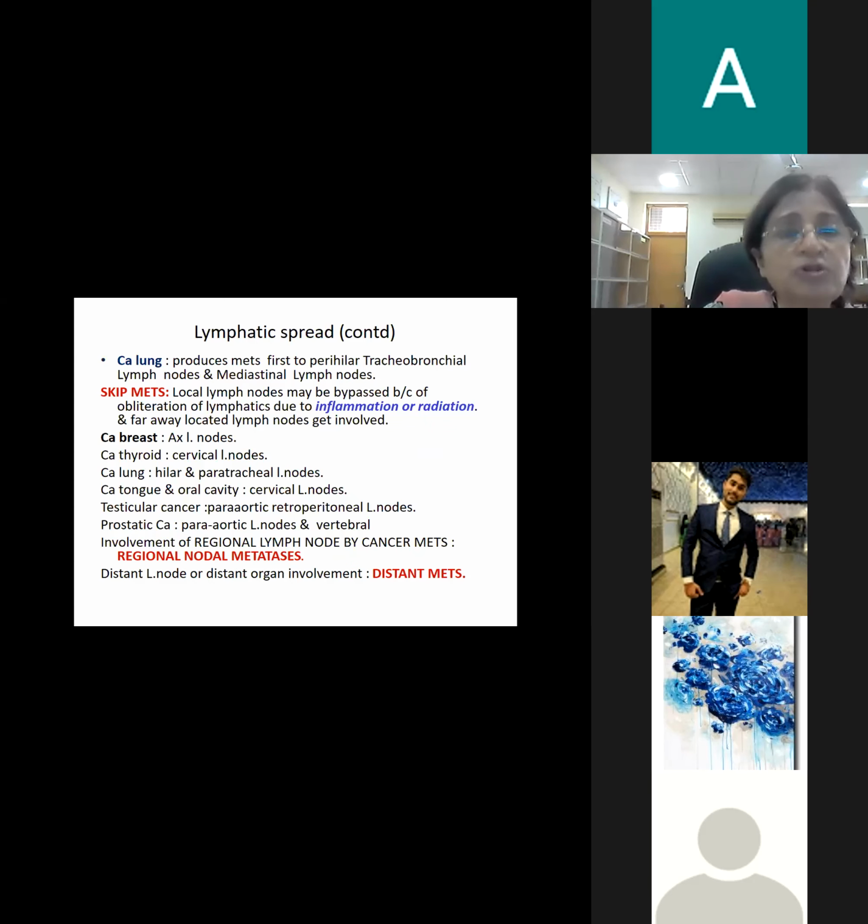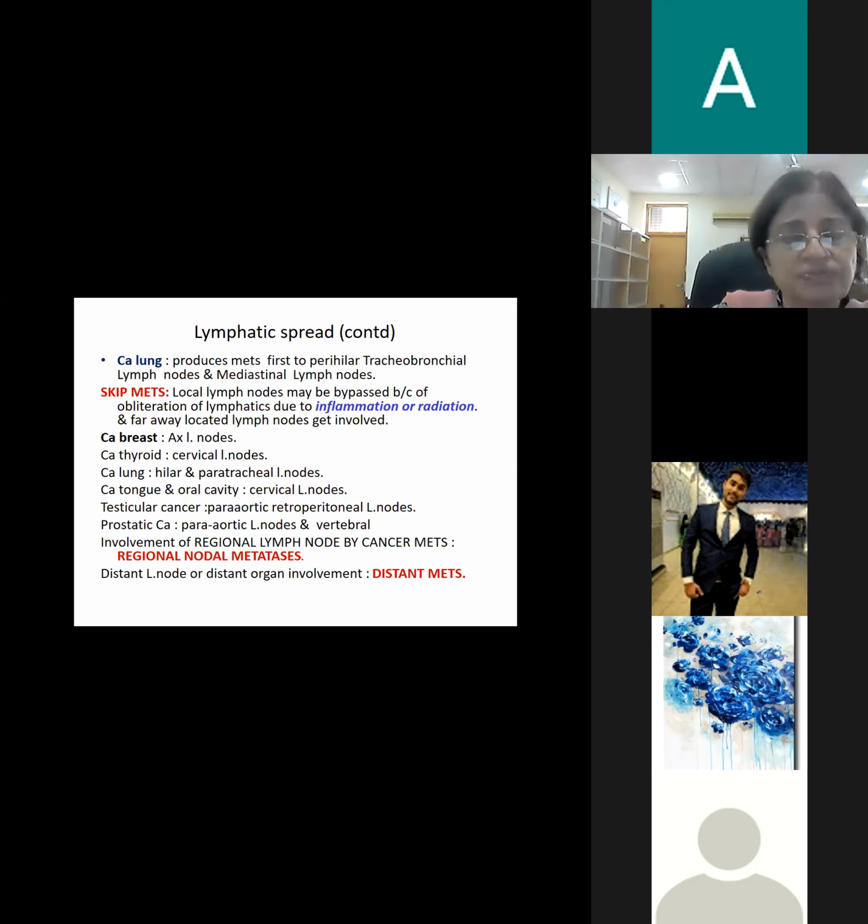Cancer of the lung most commonly produces its metastatic lymphatic spread first to the perihilar tracheobronchial lymph nodes and the mediastinal lymph nodes, which are the closest lymph nodes, so it goes there first.